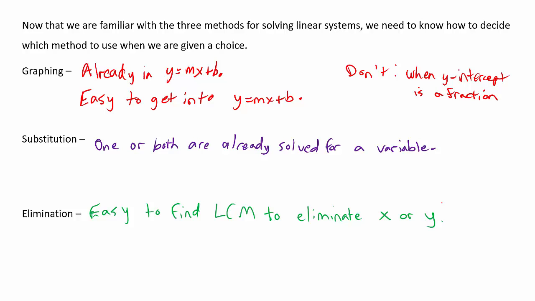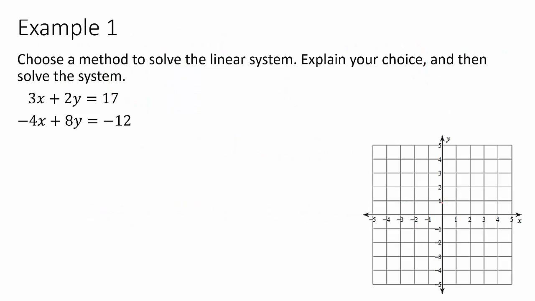So we're going to go through a few examples now and I'll talk through how I decide which way to use. Each of these has a graph on here in case we decide to use the graph, but we may not. On example 1, our instructions on all of these say choose a method, explain your choice, and then solve the system. So when I look at this, I say, okay, my x's and y's all have numbers in front of them. They all have coefficients, which is another word for the number in front of x or y.